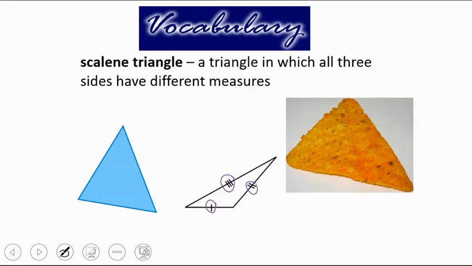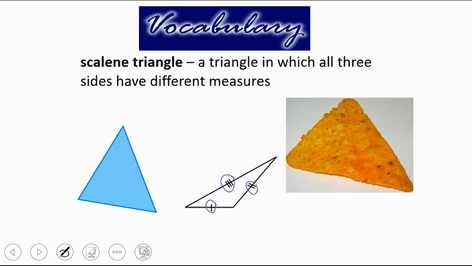So that's the 3 classifications by sides. We have all 3 sides are equal, which is equilateral. We have 2 sides are equal, which is isosceles. Then we have all 3 sides are different lengths, and that is scalene. And also in a scalene, if all 3 sides are different, that means all 3 angles will be different as well.